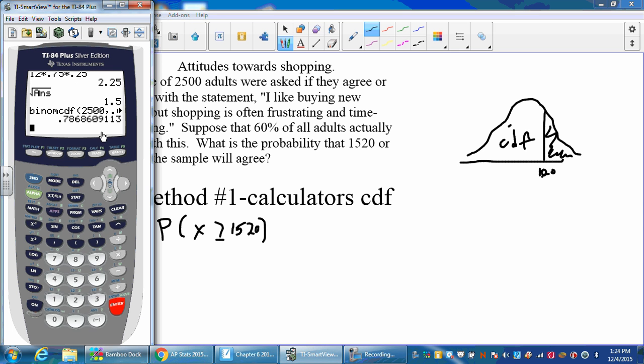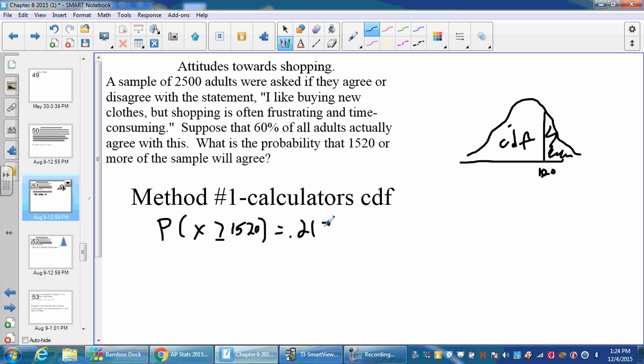And then that is the percent that's on the left. So if I want to find what's on the right, I just take 1 minus that value, and that would be 0.213. Now, that's a great answer.